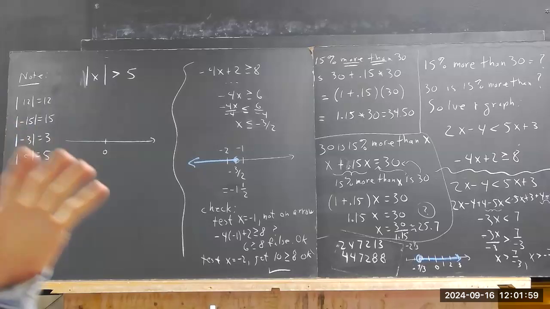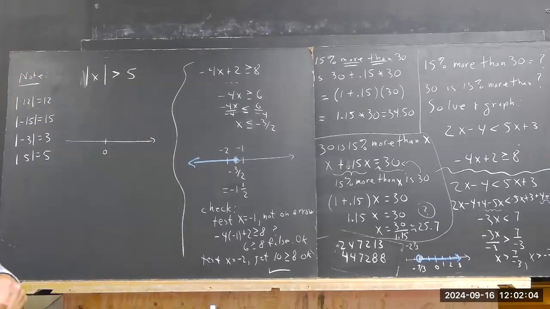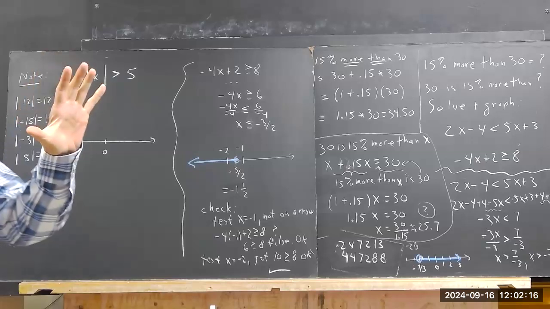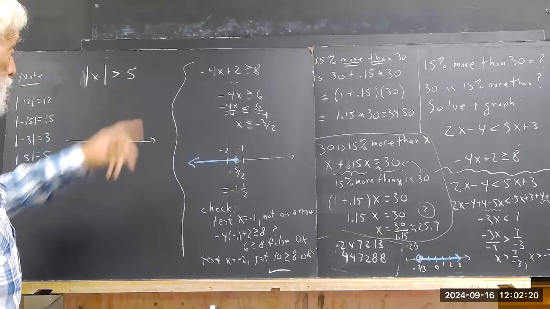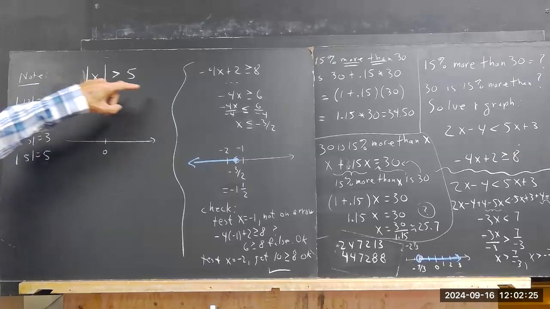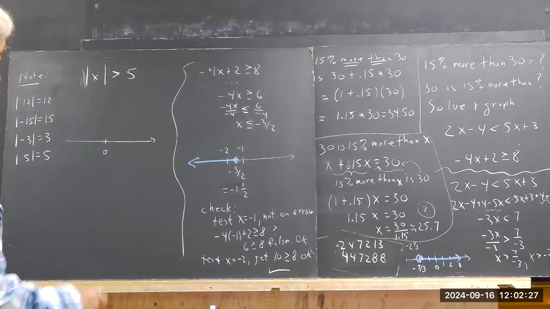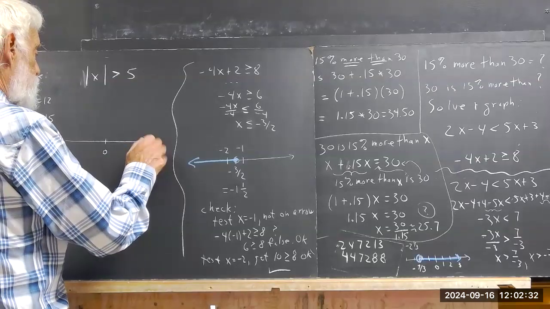Show me with your fingers a number on the right that does satisfy this. Absolute value of a number that's greater than 5. What's the number? Okay, everybody's holding up 5 fingers and then some more, right? Because if the absolute value of a number is going to be greater than 5, if the number is positive, that number has to be greater than 5. So we could go 6.